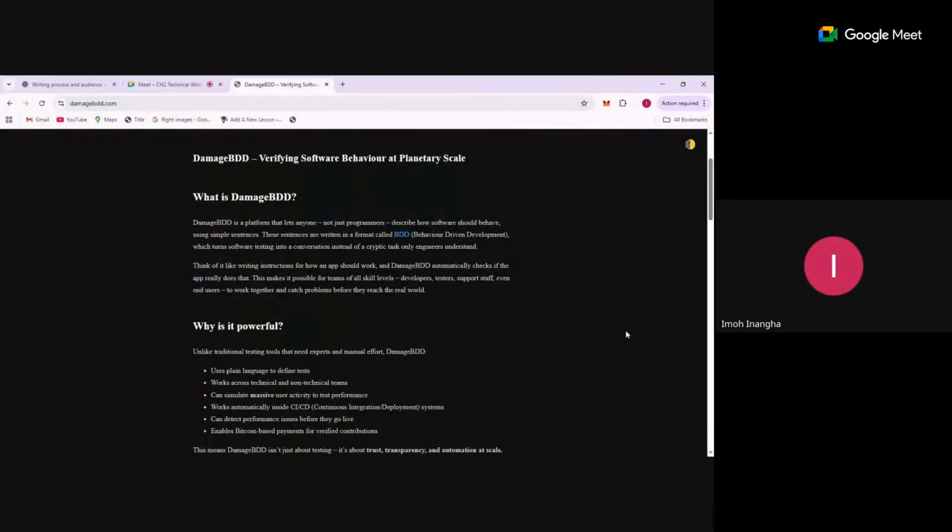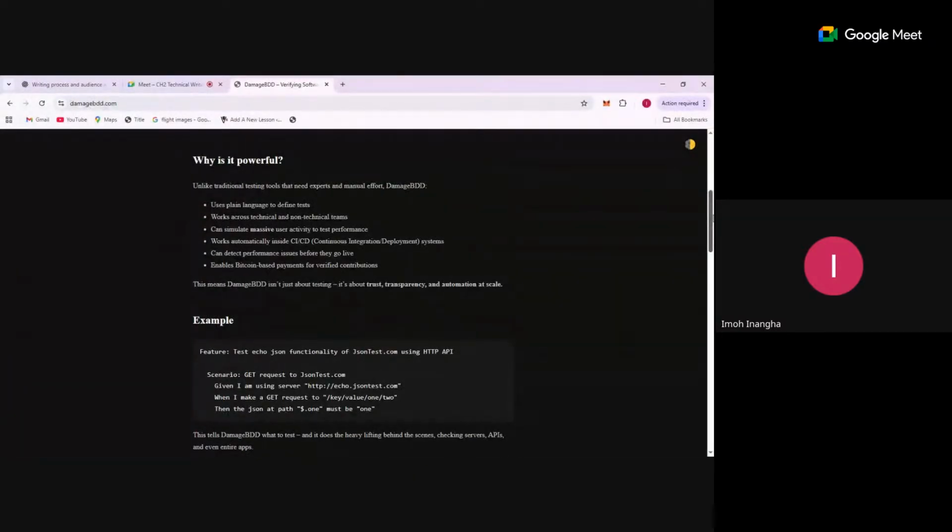Okay. So why is it powerful? Unlike traditional testing tools that need experts and manual effort, Damage BDD uses plain language to define tests, works across technical and non-technical teams, can simulate massive user activity to test performance, and works automatically inside CI/CD, that's continuous integration, continuous development systems. It can detect performance issues before they go live. That is through the use of APIs.